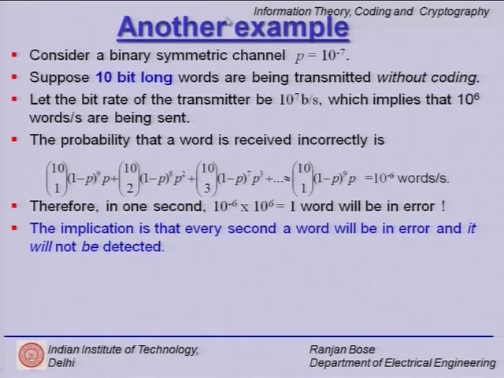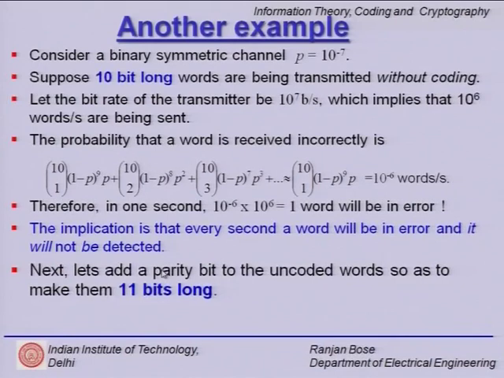And the problem with this is that even if a word is in error, it will not be detected, because if we are not doing any error control coding, any bit stream of 10 bit length is a valid bit stream, and I do not even know whether an error has happened or not. So, one word will be in error over this quite good channel. p equal to 10 to the power minus 7 is a pretty good channel, but we will not even be able to detect the error, even though one word every second is an error.